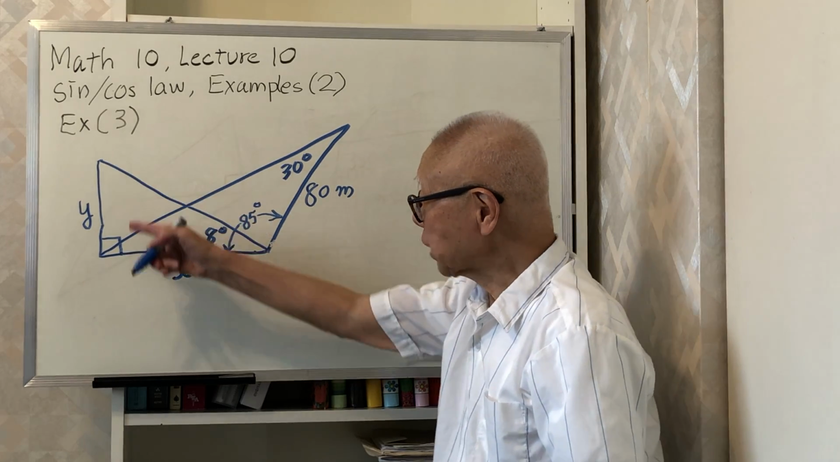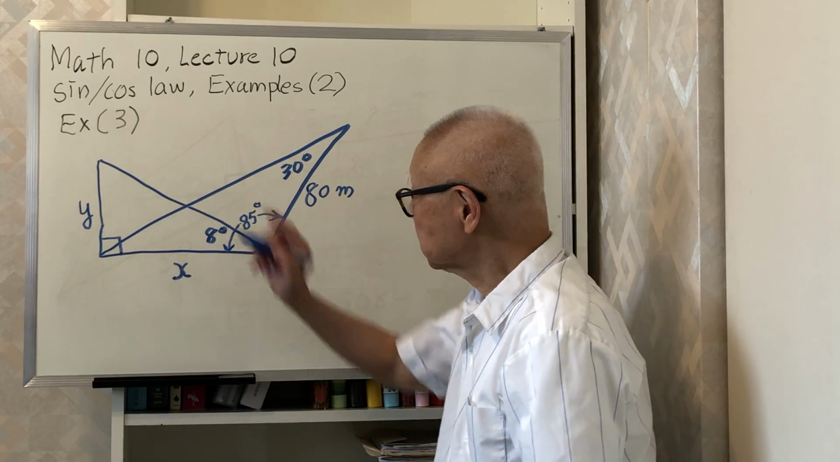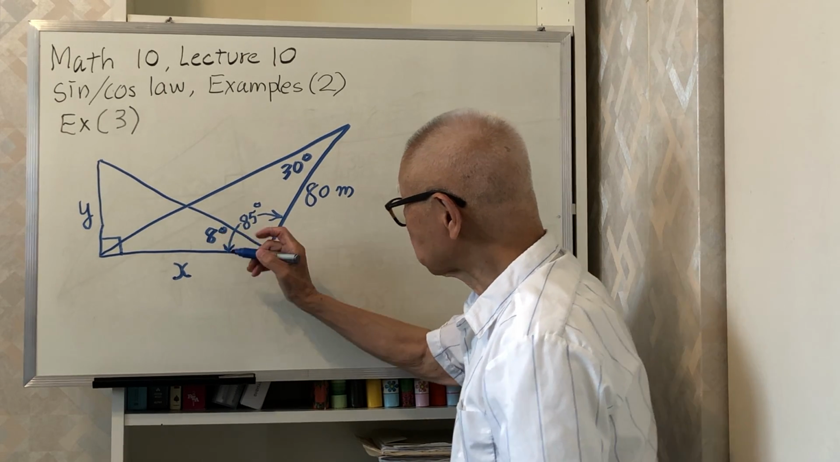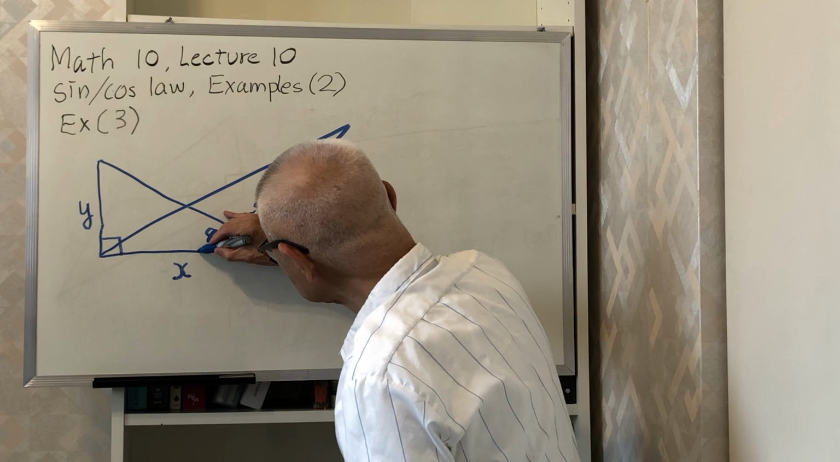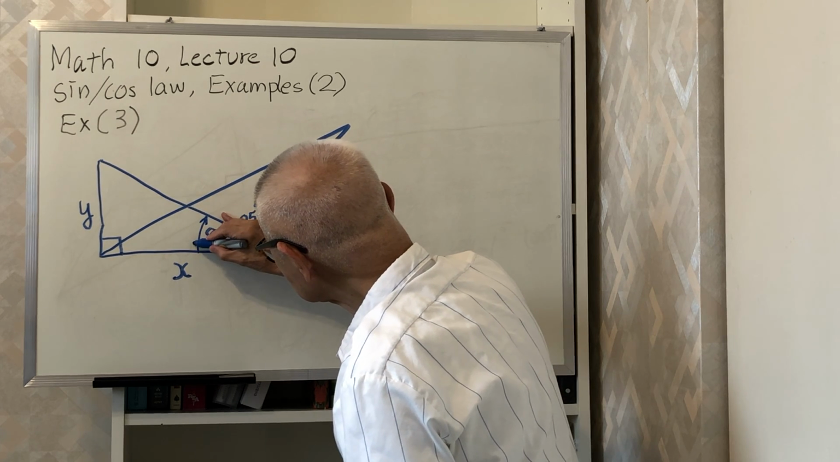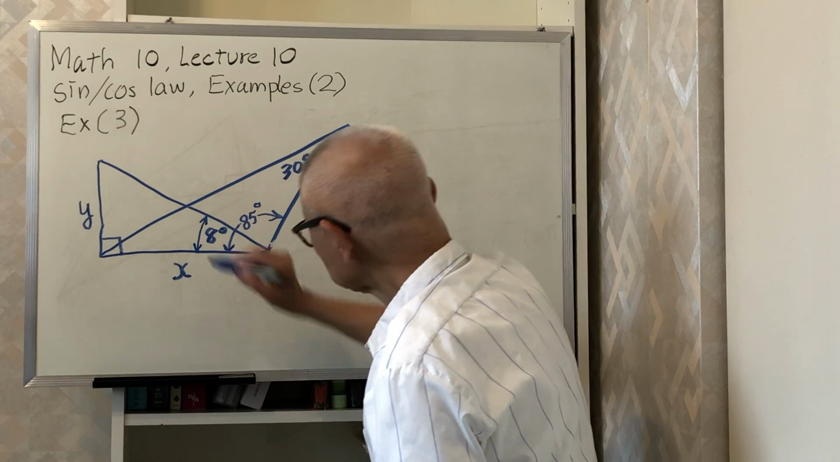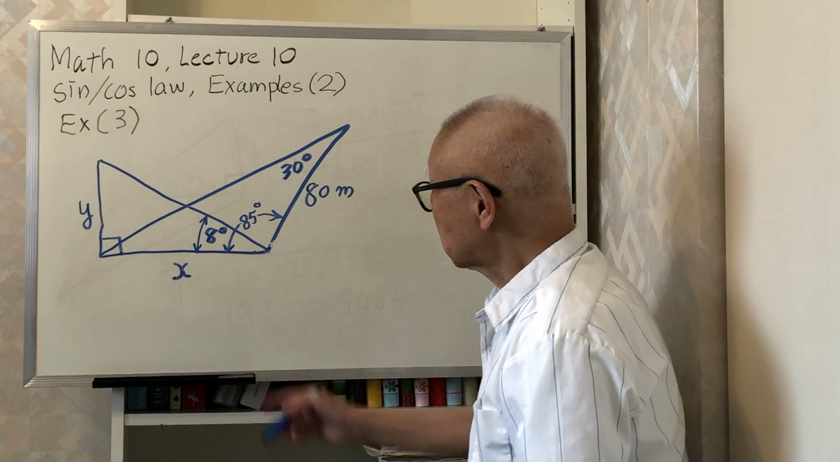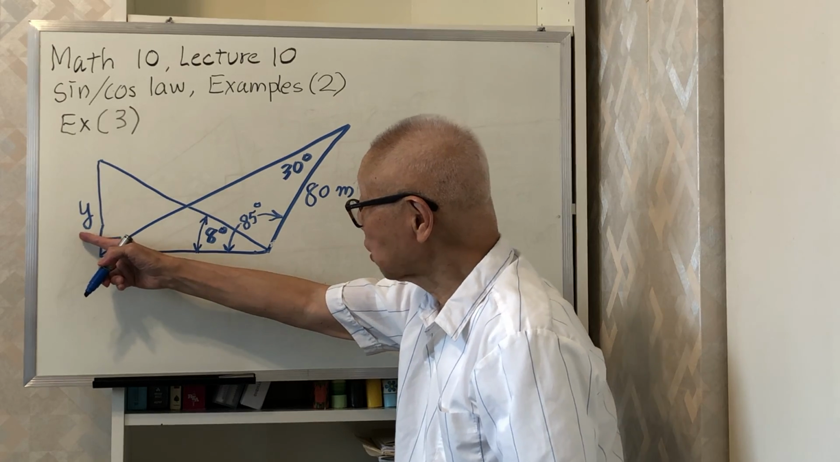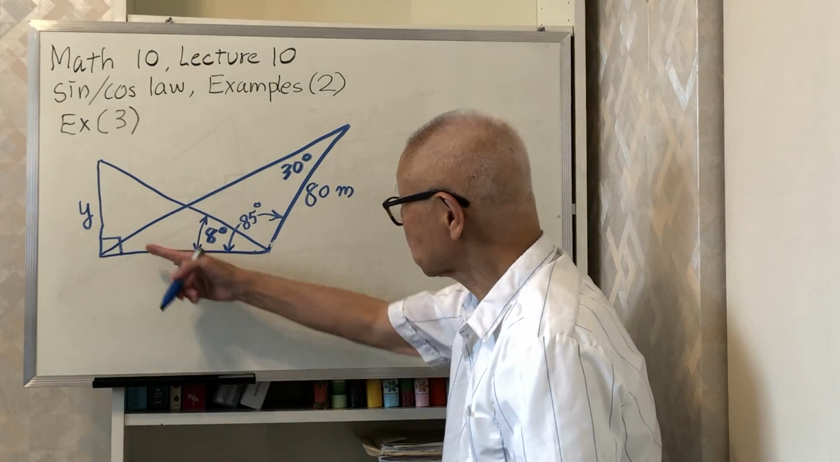I have a right triangle. I know this angle is 8 degrees. These two sides I do not know. I write it down. I use the labels y, x.